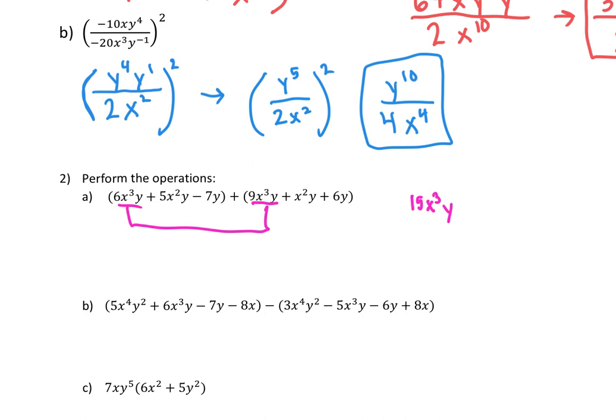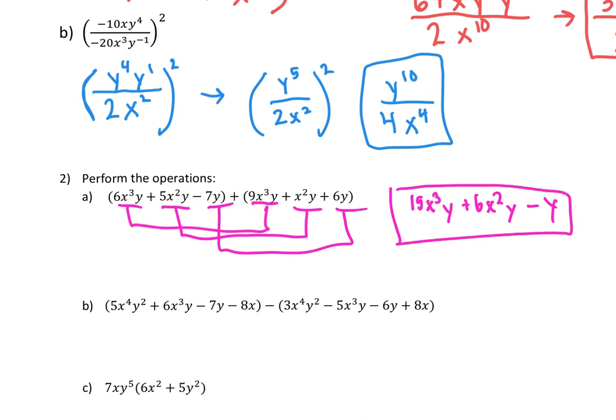Then I have 5x squared y and x squared y, so those are like terms. I'm going to add them. We get plus 6x squared y. And then the negative 7y plus the 6y is minus y. No like terms to combine. Now we've added everything, so we are done.